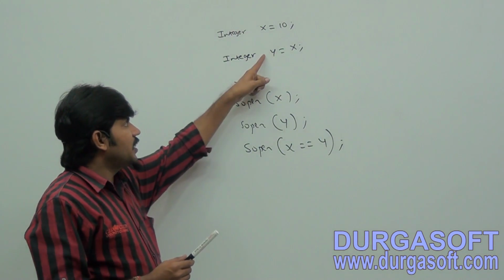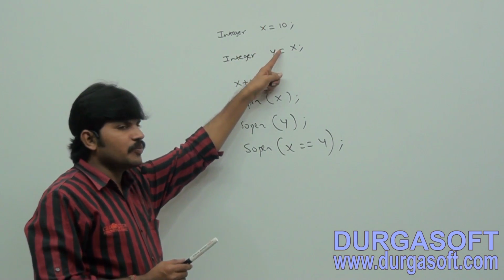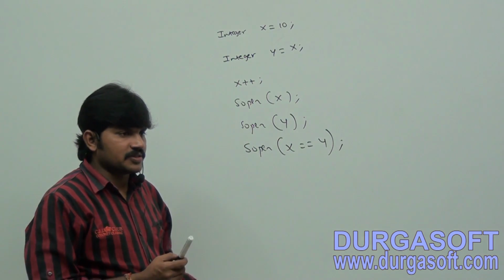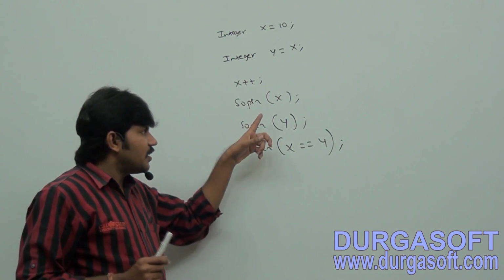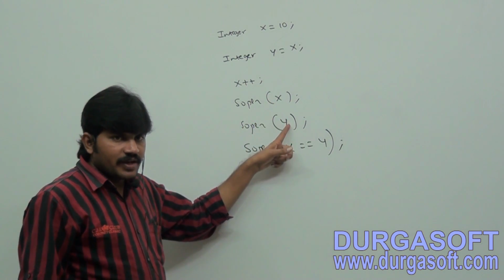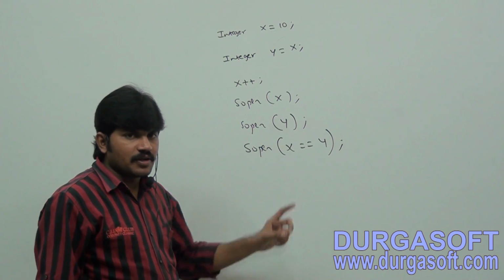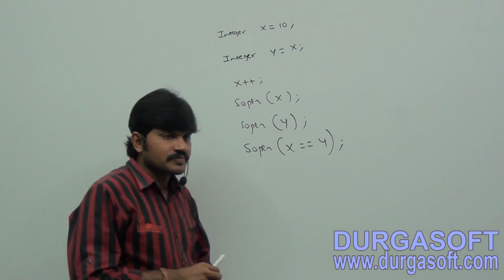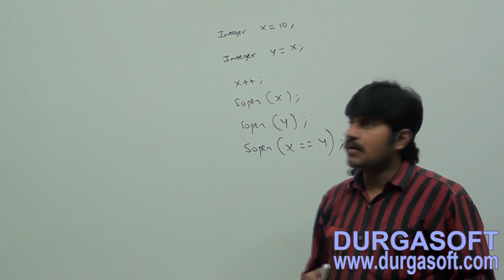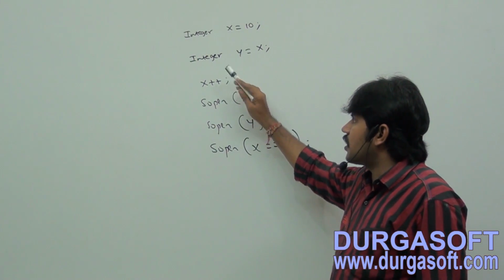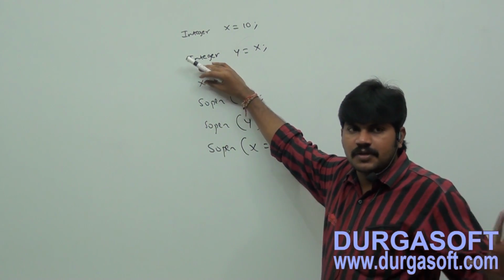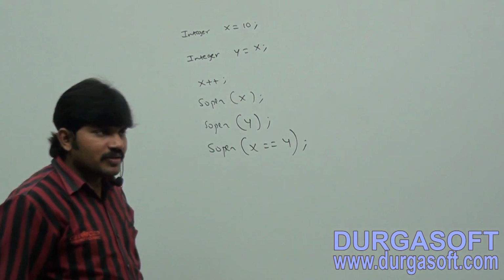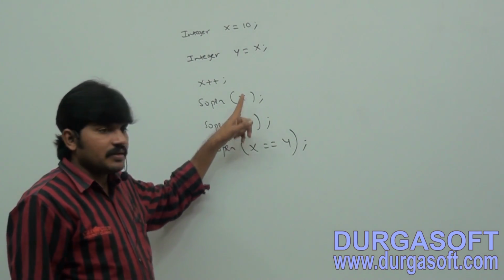Y is equal to x, so x and y both are pointing to the same object. Now the x value is incremented, x plus plus. What is the x value? What is the y value? And then x double equal to y. The x value is 11, incrementation already completed. Y value is 10. So 11, 10, false.